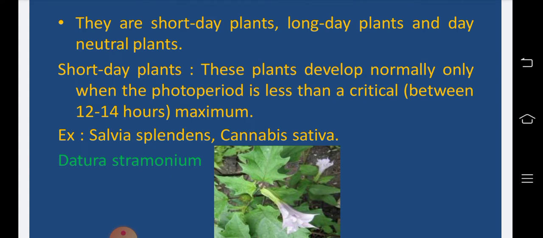So what are short day plants? These plants develop normally only when the photoperiod is less than a critical maximum period. If 12 to 14 hours is the critical period, short day plants need less than that period. Salvia splendens, Cannabis sativa, Datura stramonium. All these plants are short day plants.